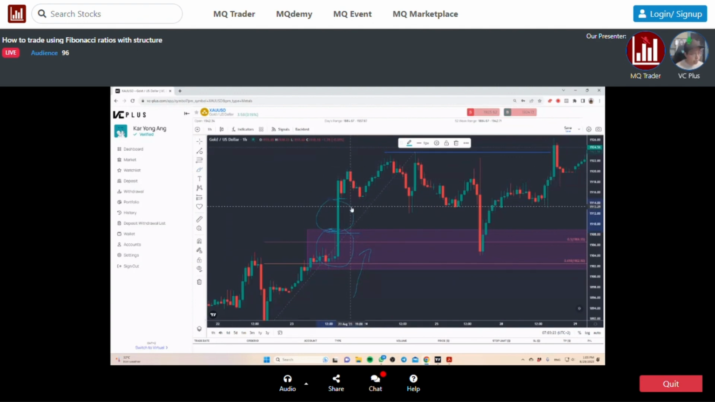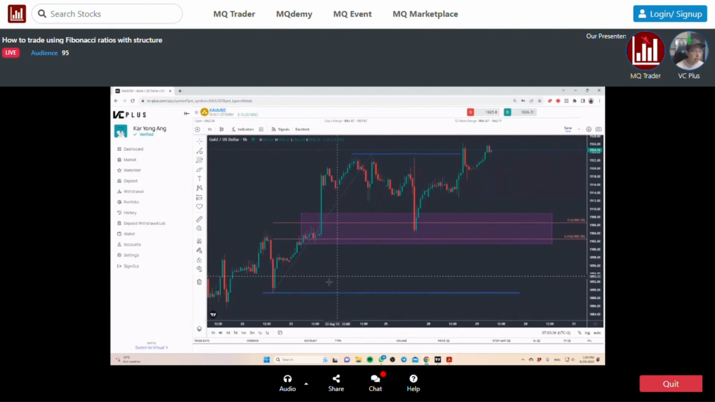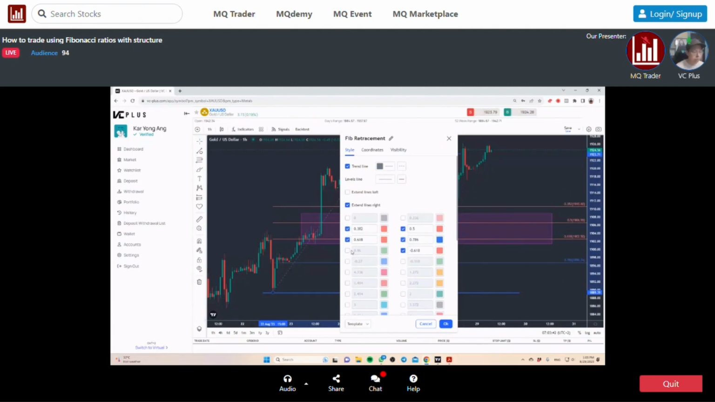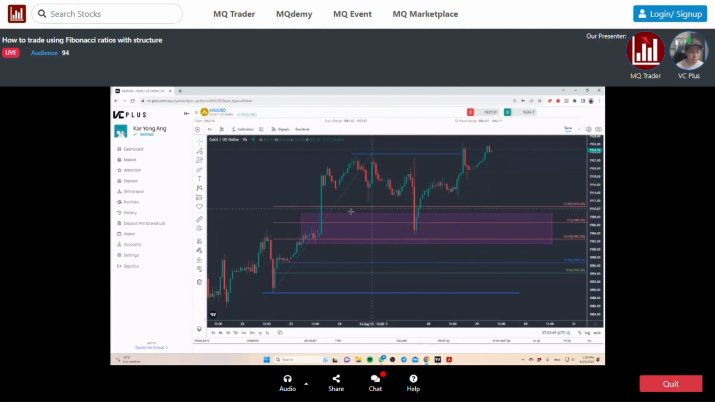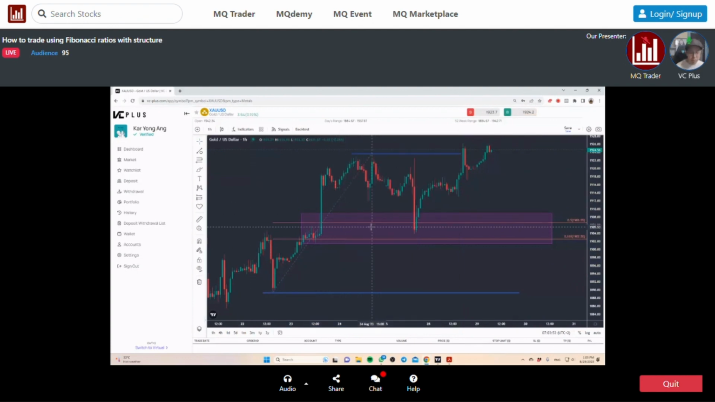Okay, so with that, we've actually identified this zone, okay, and then we add in the fibs. Then we saw, okay, within this zone, we have a confluence, right? Because other fibs, if I put it in, you see we're out of the zone, right? So 786 is below the zone, 382 is above it. So what we do is we just focus on the 50 and 618.